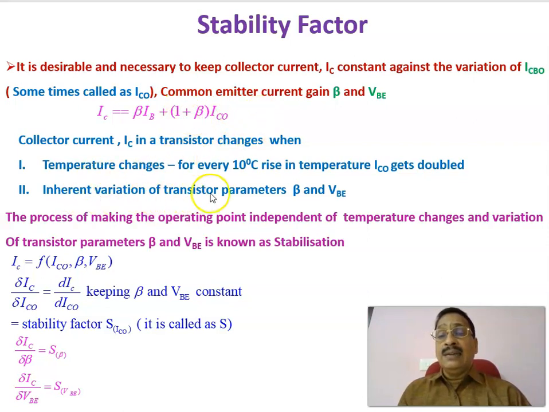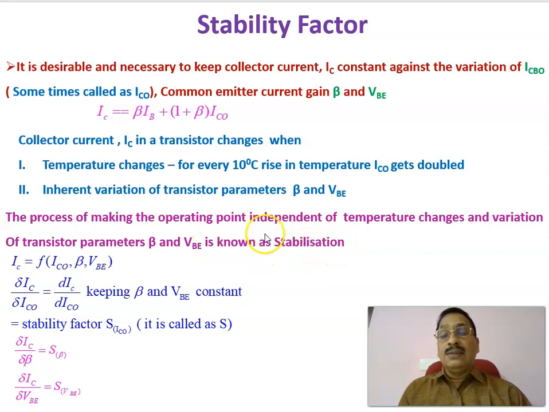And second is inherent variation of the transistor parameters, the common emitter current gain beta and base to emitter voltage VBE. These parameters will be changing. Beta will be changing from one device to another device of the same number. Similarly, VBE will be changing, as VBE is a function of temperature. Similarly, ICO will be changing. Due to these changes, the collector current will be changing. Therefore, the process of making the operating point independent of the temperature changes and variation of the transistor parameters beta and VBE, that is what we call stabilization.